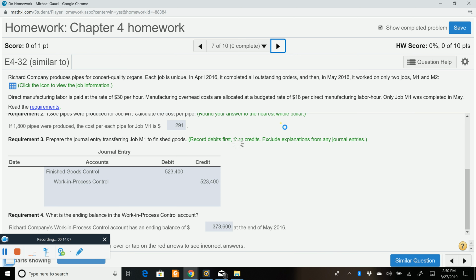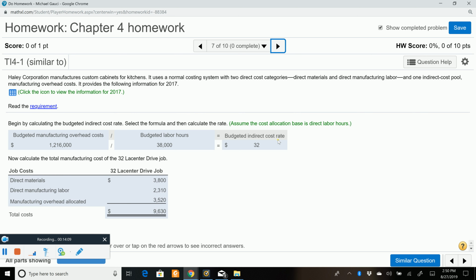So hopefully you understand. Once again, in job costing, we have to consider direct materials, direct labor, and the applied overhead to the WIP account to figure out how we're doing this.